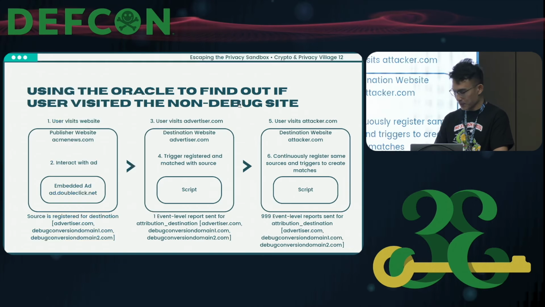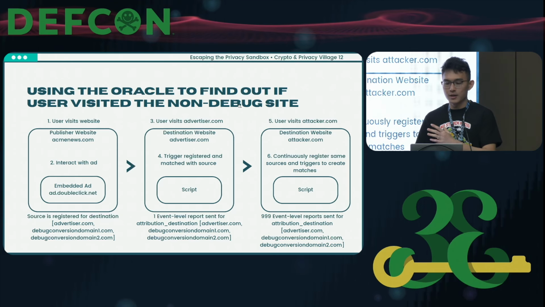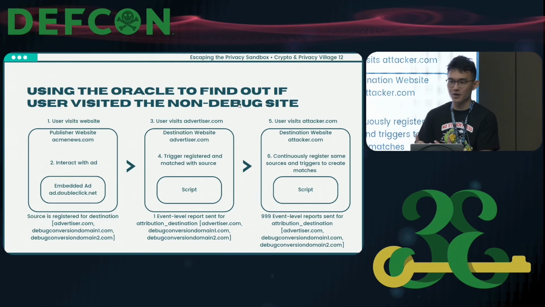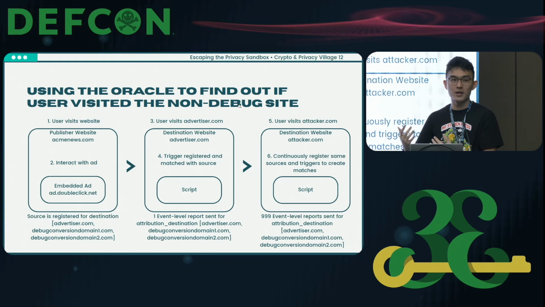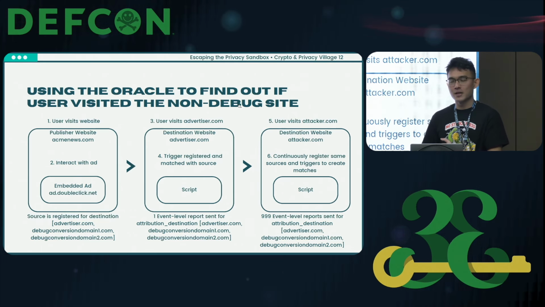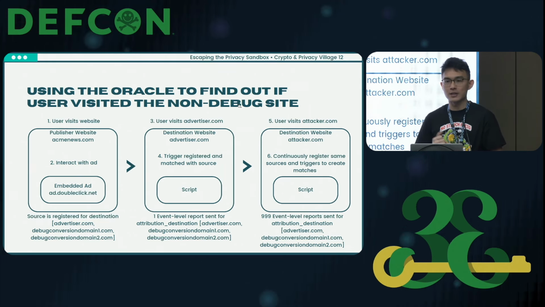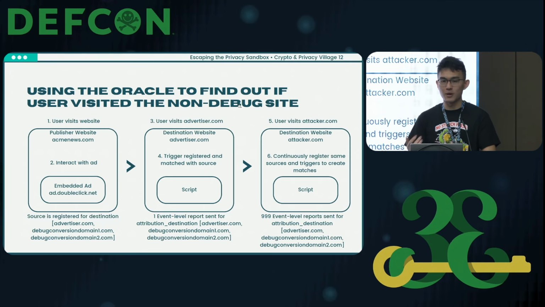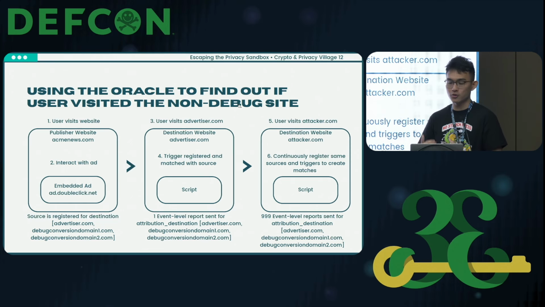What this meant was that I was now able to create a Boolean oracle to determine if someone had visited a website or not. If they perform a conversion at the original correct website and not the debug conversion website, this would send one conversion report. In this case, there would only be 999 reports left in the rate limit. So if they visited my attacker website afterwards, I would be able to send 999 reports to debug conversion domain 1 or 2.com, which I control.